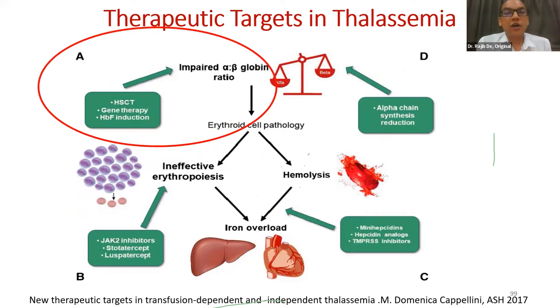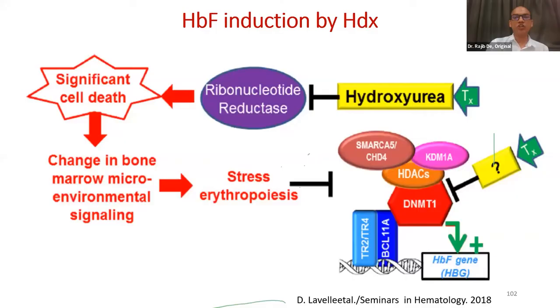So this is a therapeutic target to correct the impairment of alpha beta hemoglobin ratio, that is HbF induction. Hydroxyurea is a known agent for this HbF induction. It inhibits ribonucleotide reductase, and it causes stress erythropoiesis, and this stress erythropoiesis can induce HbF production.